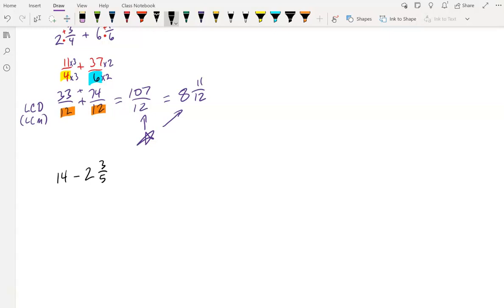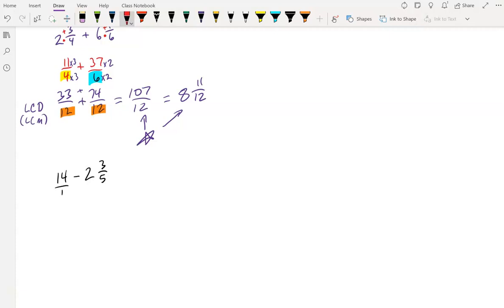Okay. Now, first things first. I am dealing with a whole number and a mixed number. I want to change my whole number, first of all, to a fraction. And that's super easy, remember? Just put a 1 under it. But now I have to convert my mixed number to an improper fraction because I can't leave it just the way it is.